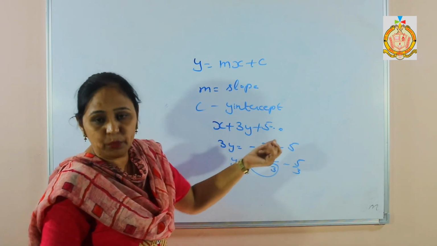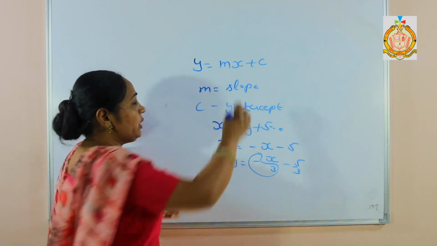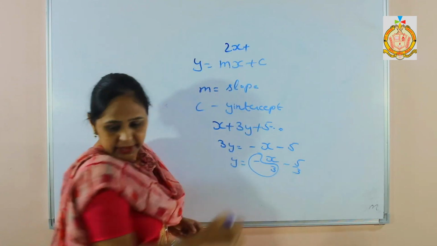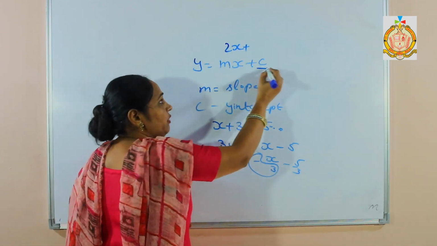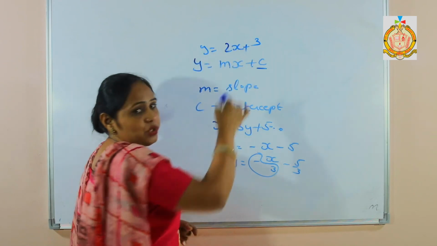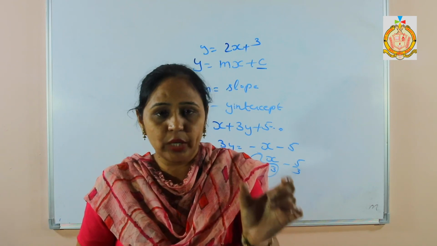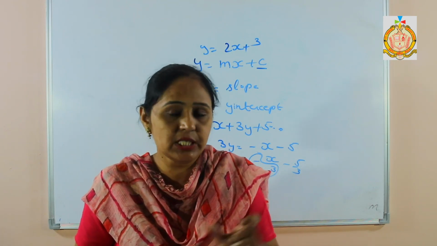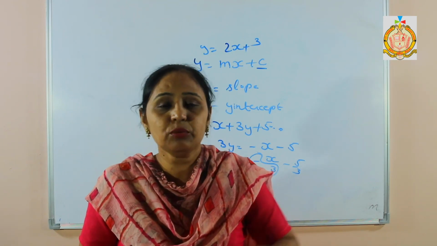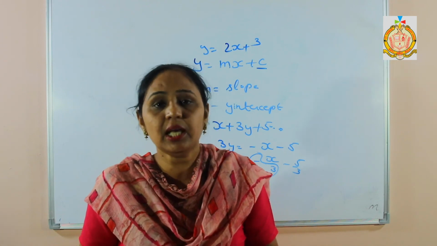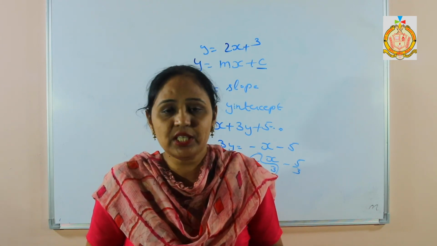In the next, slope is given as 2, that means I will put the value of m as 2. And the y-intercept is given as 3, that means I will put the value of c as 3. That is my equation of line. If the equation of a line is given, we put y on one side and we can find the values of c and m. If m and c are given, we put them in the general equation and find the equation of the line. So please students, try to do it.